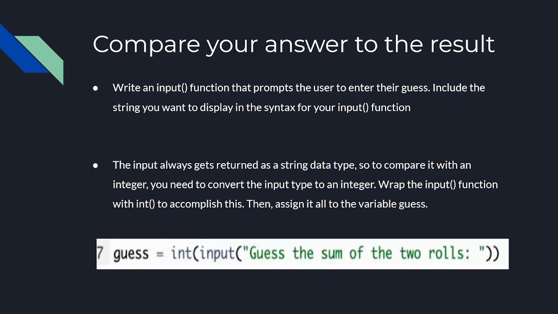Compare your answer to the result. Write an input function that prompts the user to enter their guess. Include the string you want to display in the syntax for your input function. The input always gets returned as a string data type, so to compare it with an integer, you need to convert the input type to an integer. Wrap the input function with int to accomplish this. Then assign it all to the variable guess.